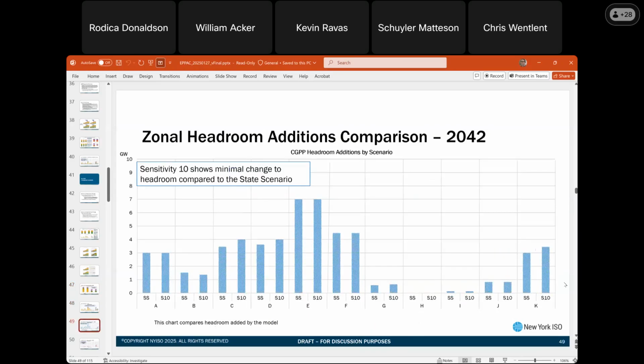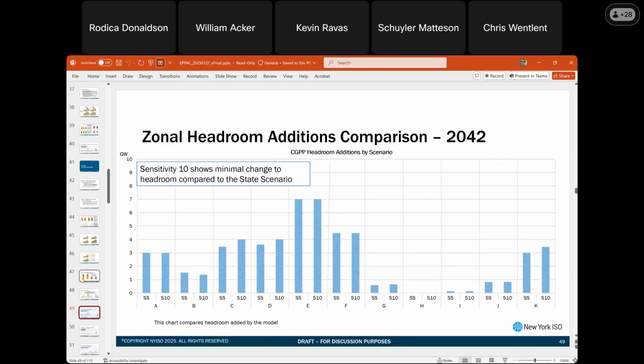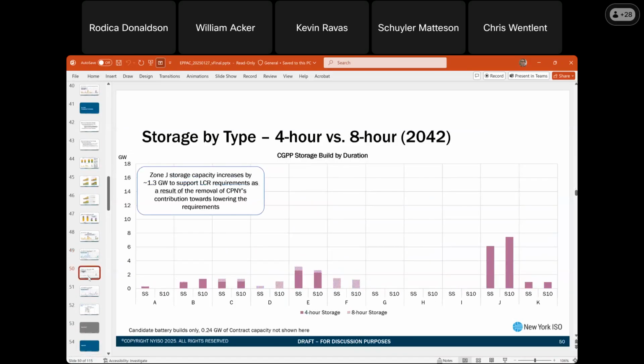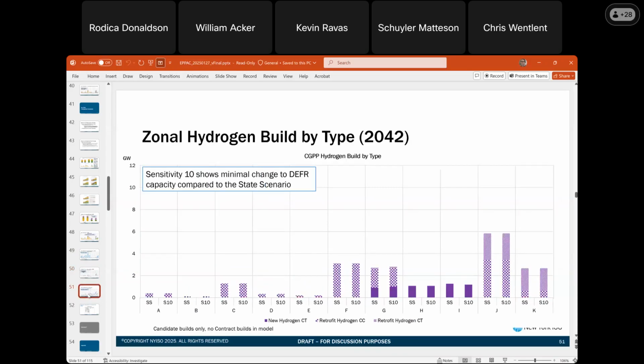And then finally on the headroom, there's minimal change there, as well as on the capacity for storage. Minimal changes in all zones except zone J, where we have the increase for the LCR. And then also minimal change to the deferred capacity.